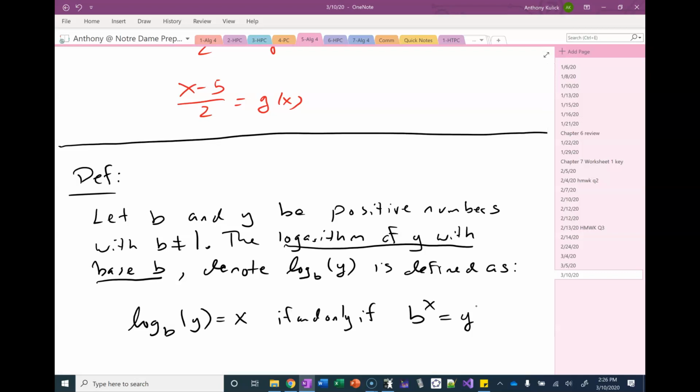So we say let b and y be positive numbers with b not equal to 1. The logarithm of y with base b, which we denote as log base b of y. The way we read this string of symbols is we say log base b of y. So that b is a subscript. And we say that the logarithmic equation, log base b of y is equal to x, is equivalent to the exponential equation, b to the x is equal to y.